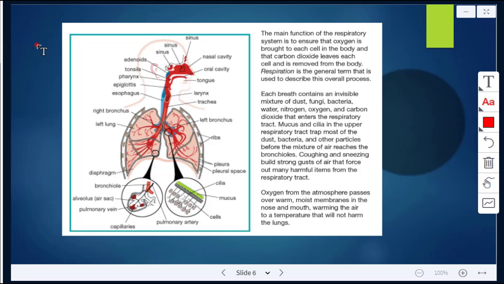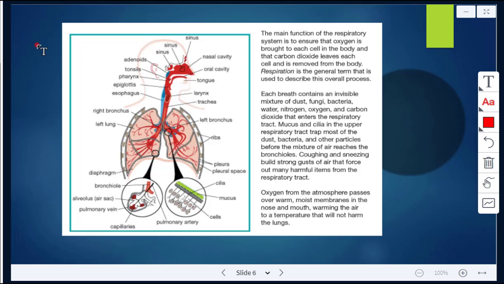So each breath contains an invisible mixture of dust, fungi, bacteria, water, gases that can enter the respiratory tract. So the mucus and cilia, they trap most of the dust, bacteria, and other particles before the mixture of air reaches the bronchioles. Coughing and sneezing build strong gusts of air that will force out many harmful items from the respiratory tract.